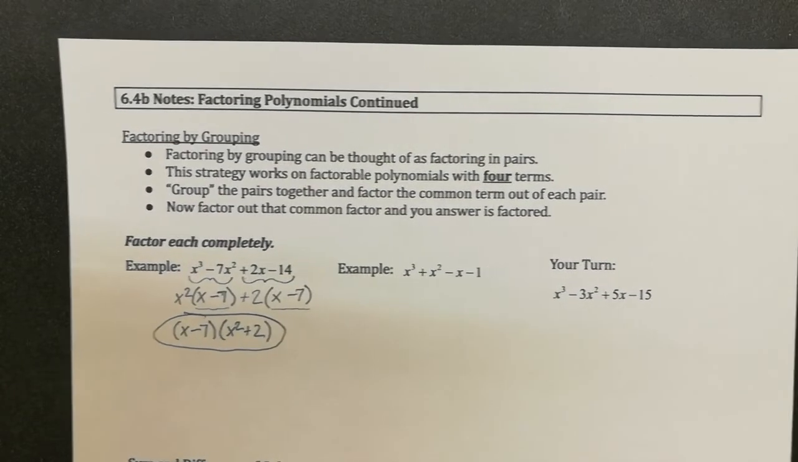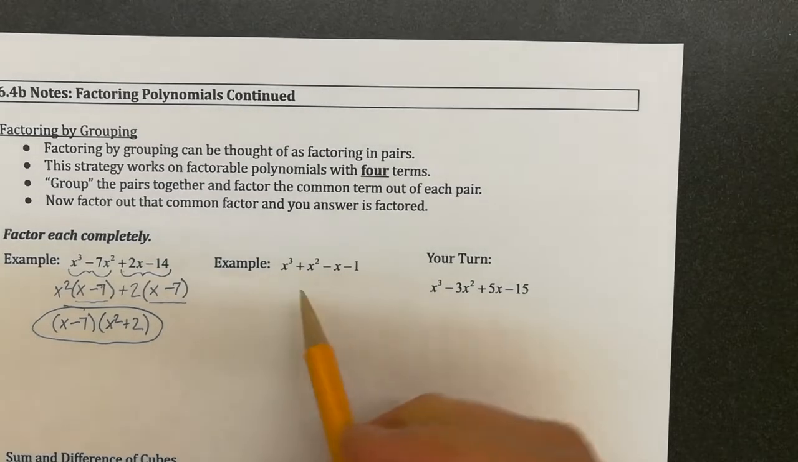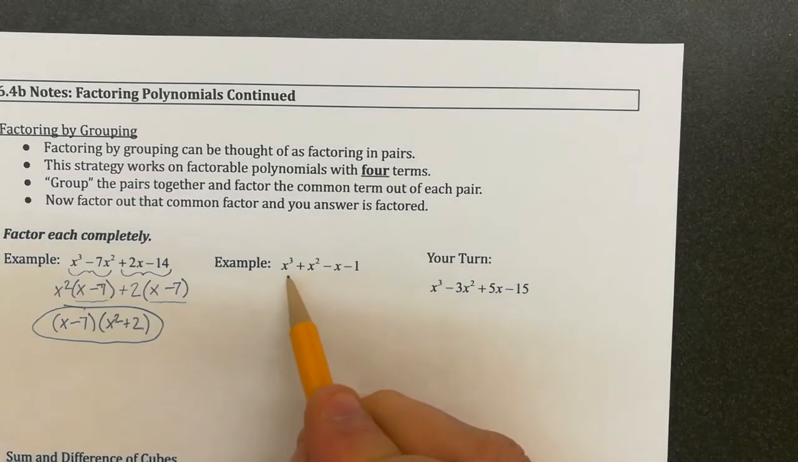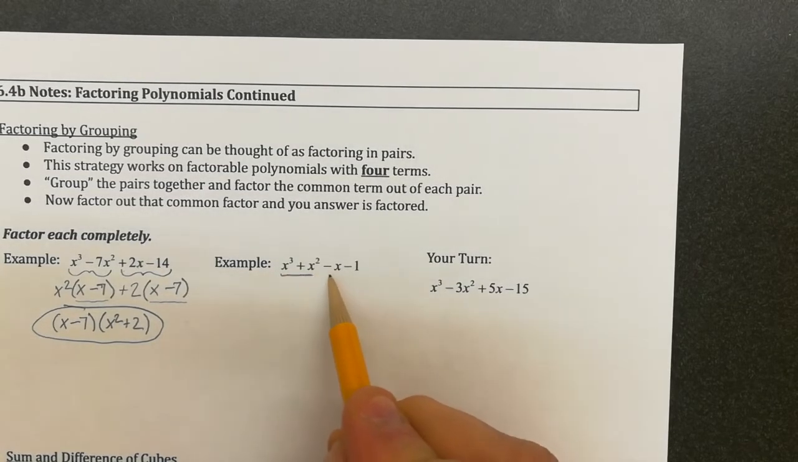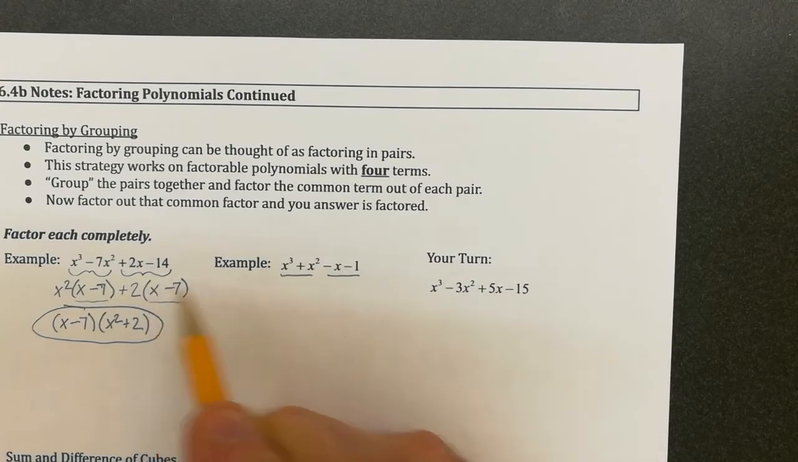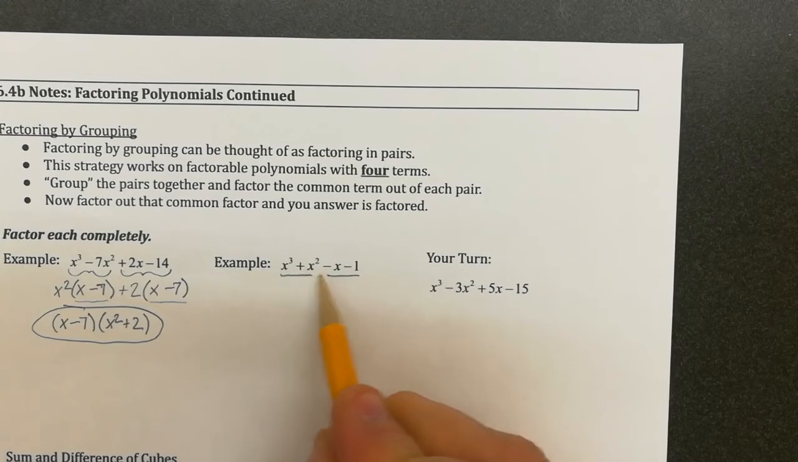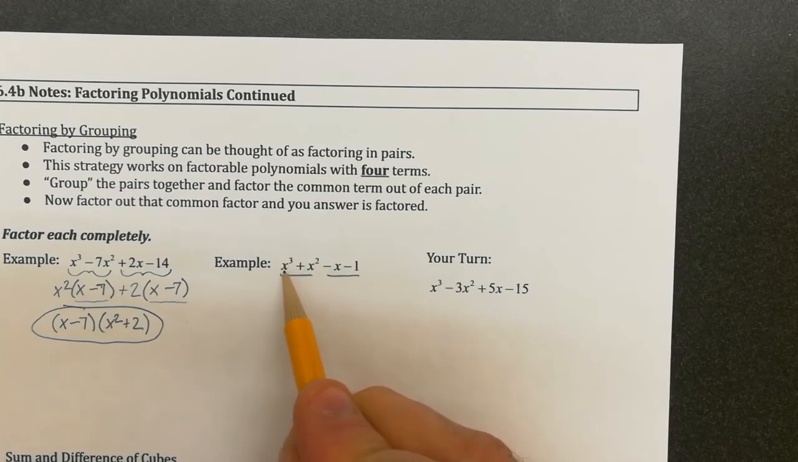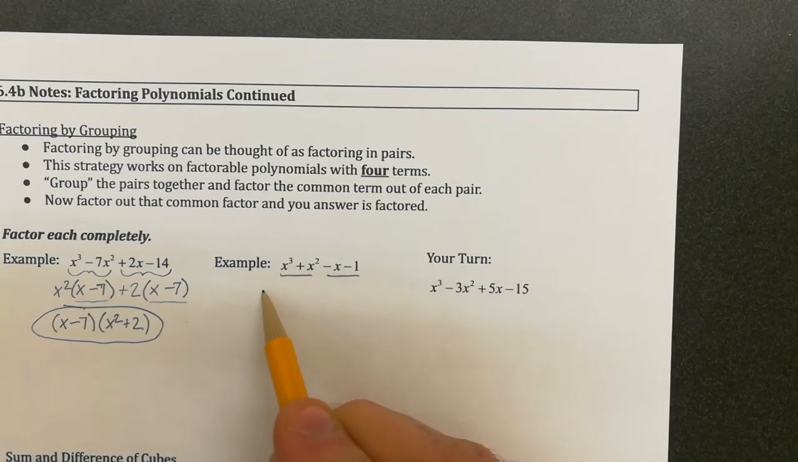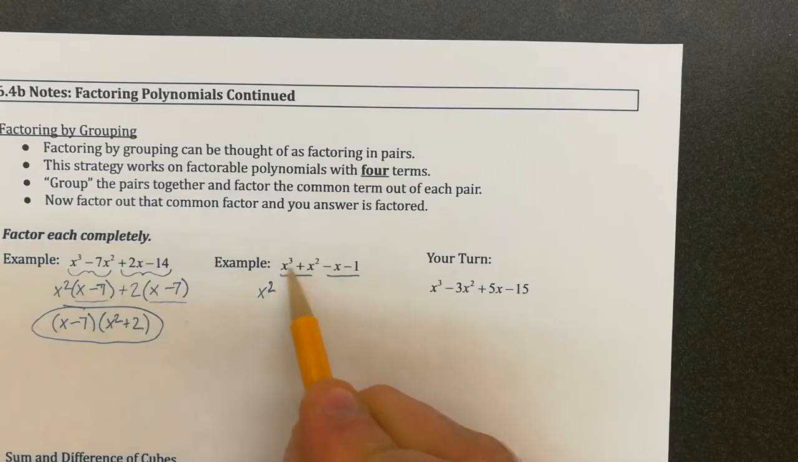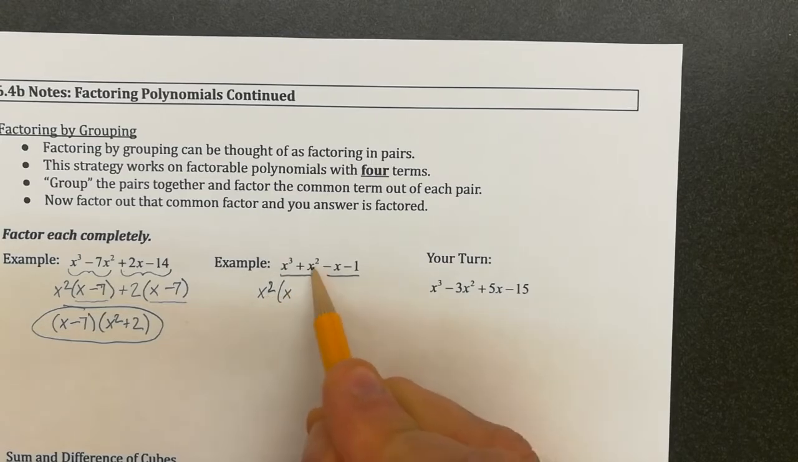Let me do another one. So here, again, we pair them. If you don't like to draw little curly brackets, you can go underline style. And we need to figure out the biggest thing I can take out of these two. Well, x squared is common to both. Right? 2 x's are contained within each term. So x squared times what is x to the third? X. X squared times what is x squared? That would just be 1.